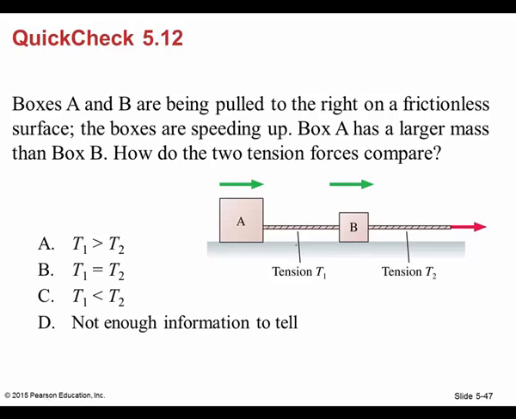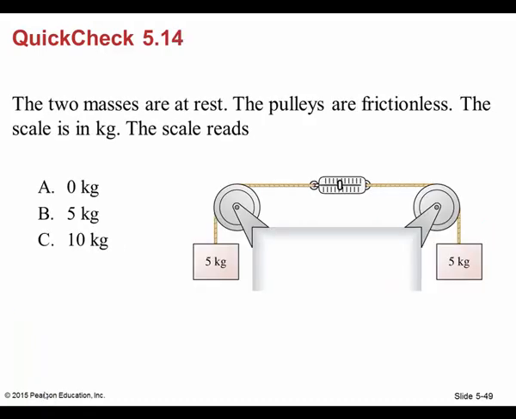Well, let's see. T1 just has A hooked to it. B is actually the one pulling on T1. So is T1 going to be greater than T2? Because look, T2 is pulling both of them. Would they be equal? No. I think it would be this one, would it not? T1 has to be less than T2, and it most certainly does. Because T2 is pulling both of them, whereas T1's just pulling A.